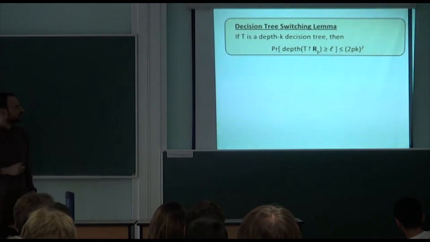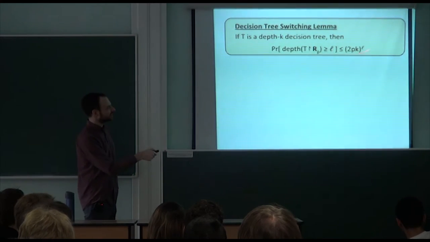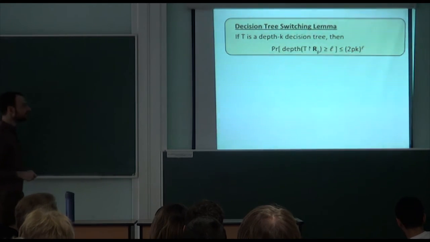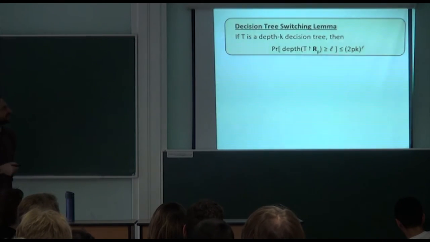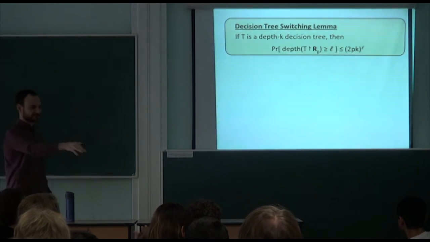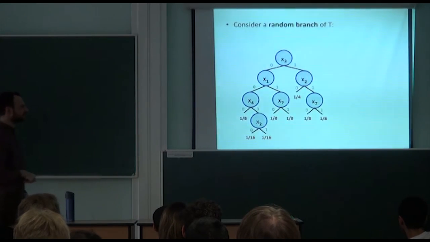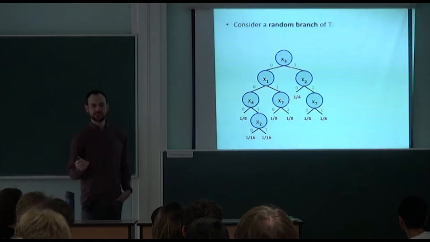So I'm going to show you a particular proof of this. In fact, I should mention that you can actually show something stronger: you get (2pk/L)^L, but let's just look at this. Now let's make sure everyone understands this proof, because we're going to make a series of small generalizations. But if you can understand this, then I think the rest should be fairly straightforward. So we're going to consider a random walk down the decision tree T.